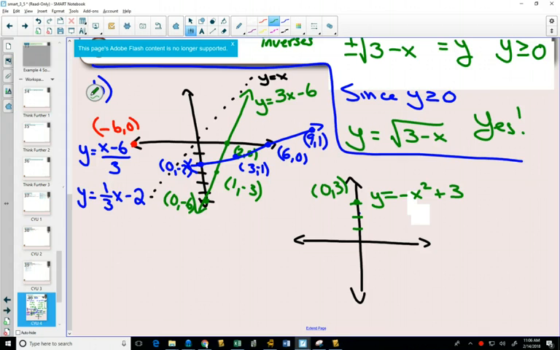However, this question also told us that it has a restricted domain. We're only going to graph it when the x values are bigger than or equal to 0. So it's only going to be this half of the parabola. We have 0, 3. We have 1, 2. We have 2, -1.